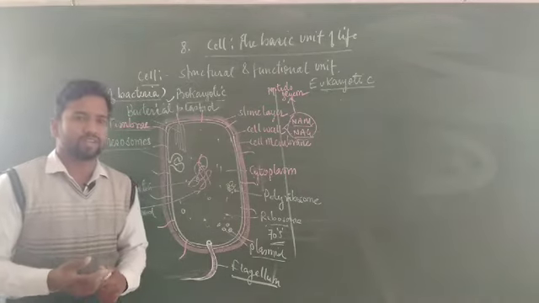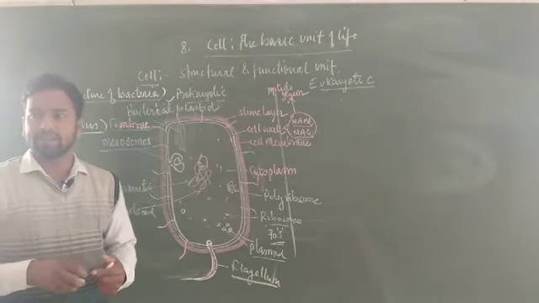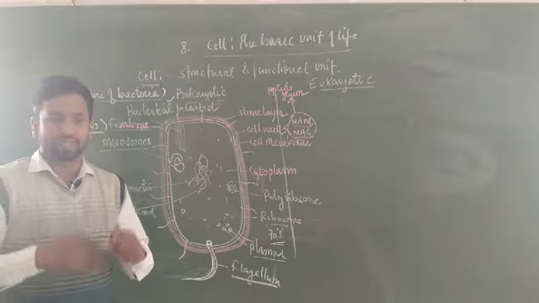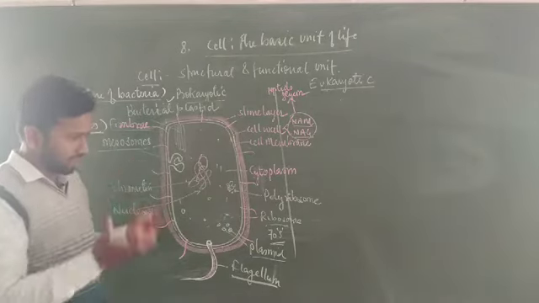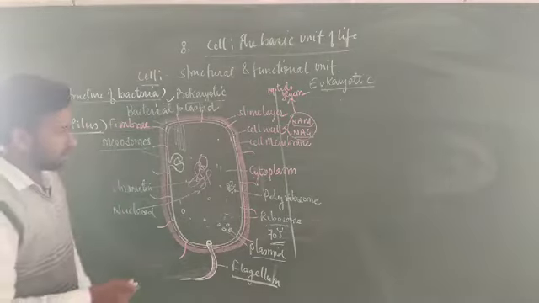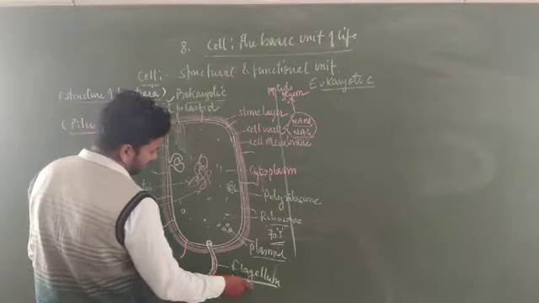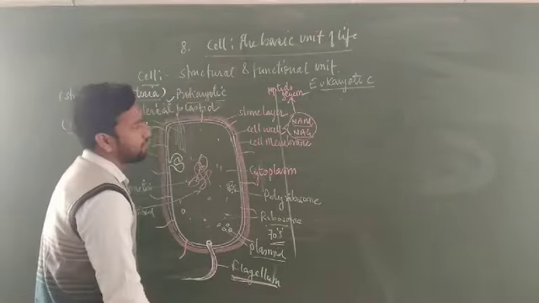If flagellum is present on a single side, it is monotrichous; on both sides, lophotrichous; on all sides, peritrichous. This is the classification of bacteria on the basis of the presence of flagellum.